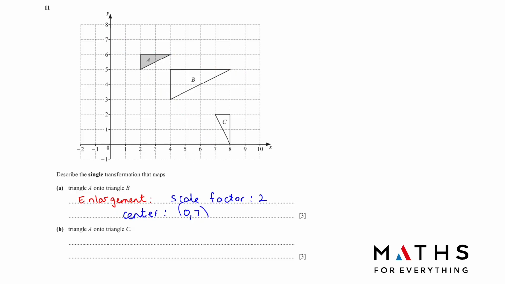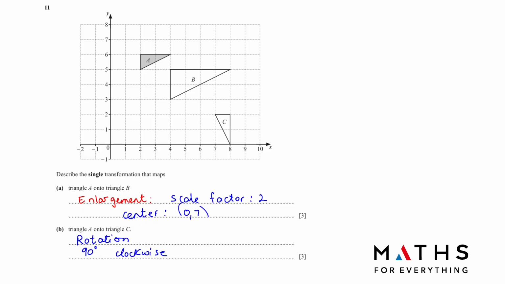The next question is triangle A onto triangle C. You can see that the size is the same, but the positioning of it has changed. It has been rotated. So it is rotation. Here you need to also write whether it is 90 degrees clockwise. So this is 90 degrees clockwise. It's really difficult to show rotation on this video.